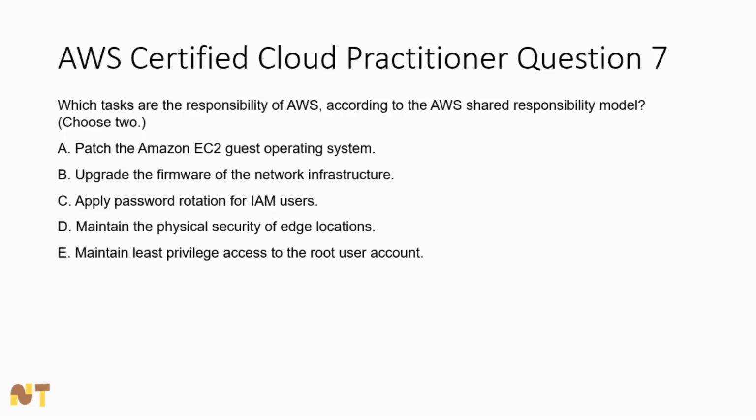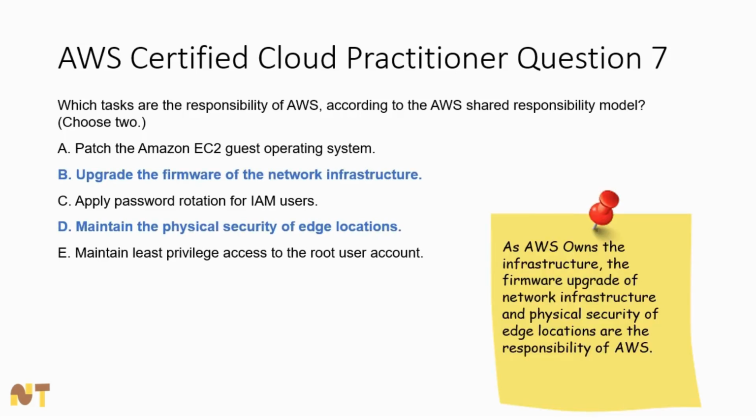Now, as you know, AWS owns the infrastructure, hence the firmware upgrade of network infrastructure and physical security of edge locations are the responsibility of AWS. Hence, the correct answer is B and D. Other aspects like patching of guest operating system, applying password rotation, and managing least privileged access are the responsibility of the customer. Moving on to the next question.